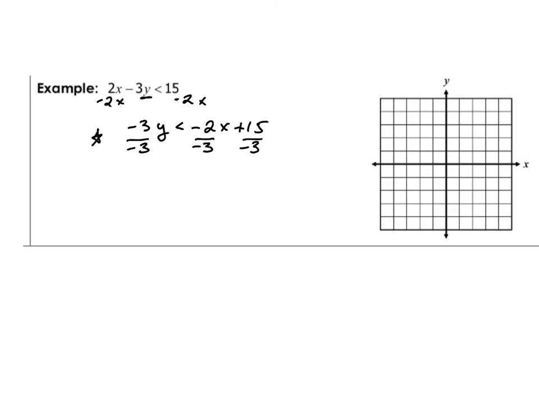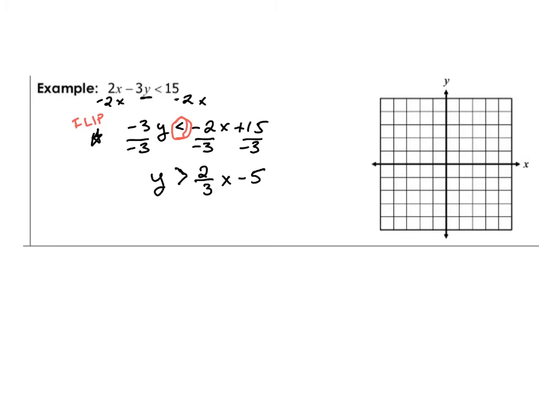Now, remember, we're dividing by a negative, so make sure we flip the sign, right? Flip. Okay, so we get y, and then we flip the sign, so it's greater than, and then negative 2 over negative 3 just becomes 2 over 3x, and then 15 divided by negative 3 is negative 5 or minus 5. Right? So all we did was flip the sign because we divided by a negative, and then we just put it in slope-intercept form. Okay.